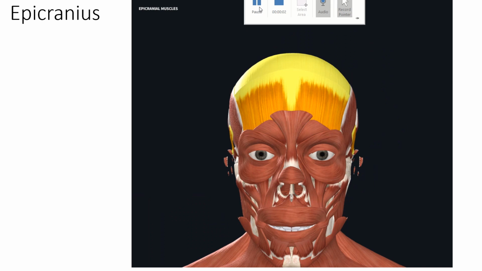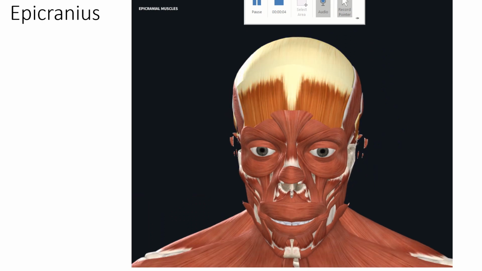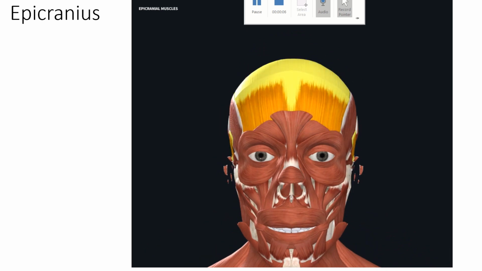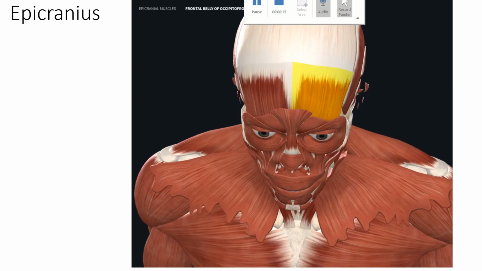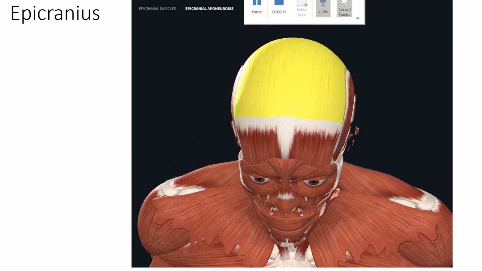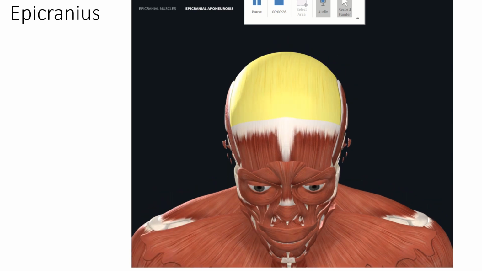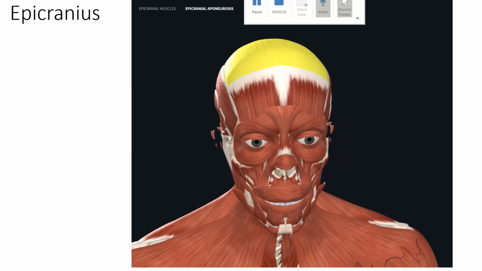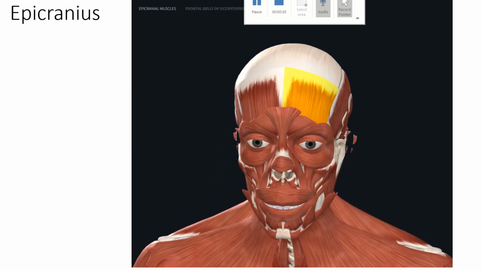So we're looking at the epicranial muscles. They are highlighted, and the front portion right here, these are going to be the frontal belly, okay? And they are then going to connect back with what we call the epicranial aponeurosis, which is going to be a tendon that is going to then connect to these muscles. These muscles are going to be important in facial movements, specifically in raising of the eyebrows.